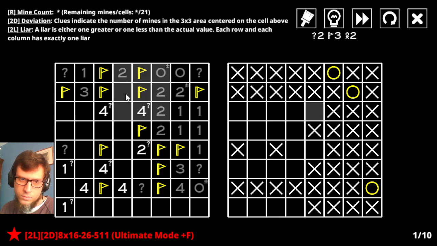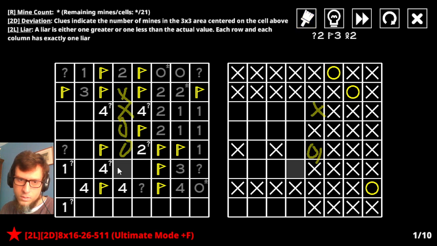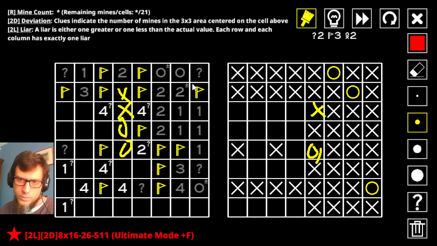If this 2 is honest, the 4 is a liar, then like that, and then that would also be honest, so that would have to be a mine. No, let's just do some good old cases. Let's say the 2's lying. Then the 4 is honest, and then mine, mine, safe, safe. And then what is he looking like? No, that's fine. Well, I mean, that's something at least. Let's go with it.